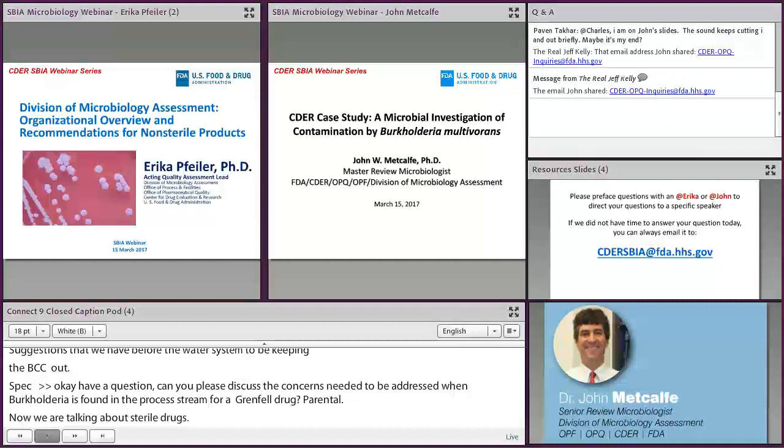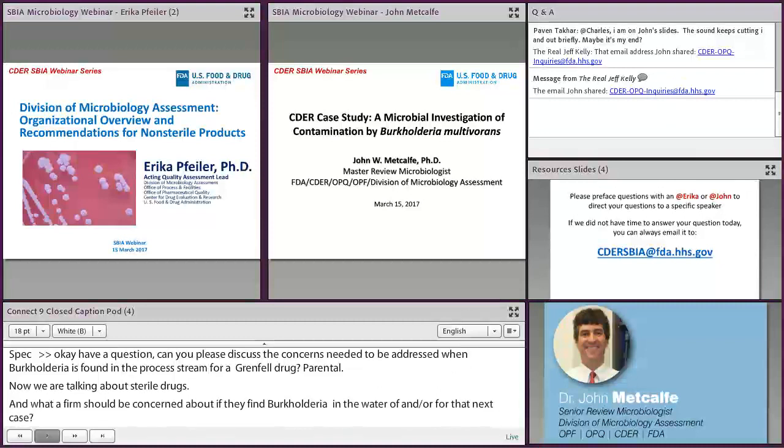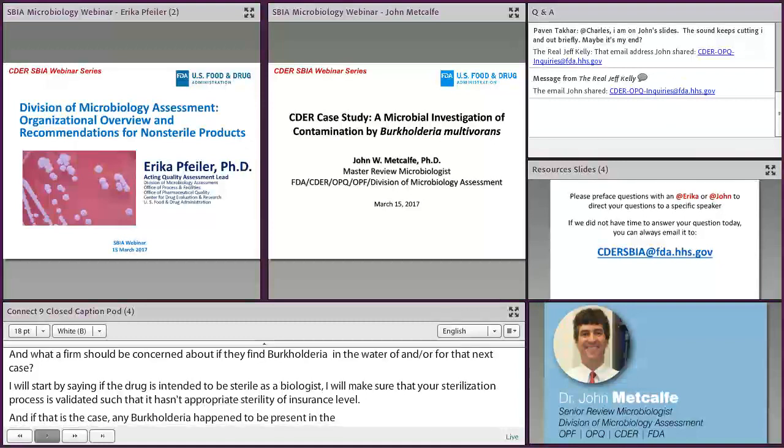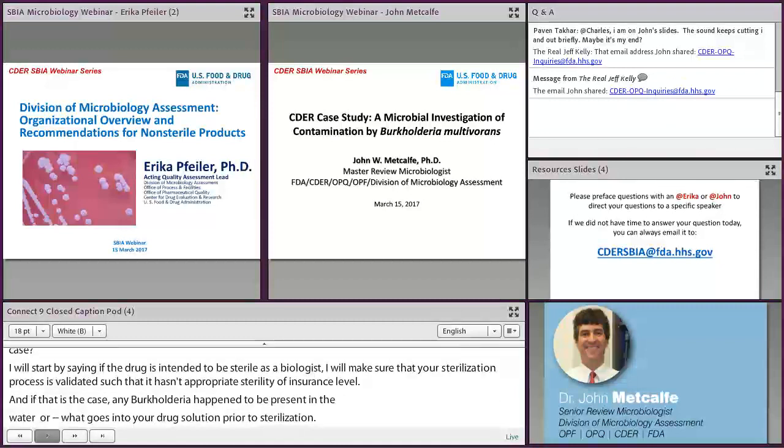So I will start by saying, if the drug is intended to be sterile, as a review microbiologist here, I'm going to make sure that your sterilization process is validated such that it has an appropriate sterility assurance level. And if that's the case, then any Burkholderia that happen to be present in the water that goes into your drug solution prior to sterilization, those organisms would be killed. So that, in my mind, is not a patient risk.